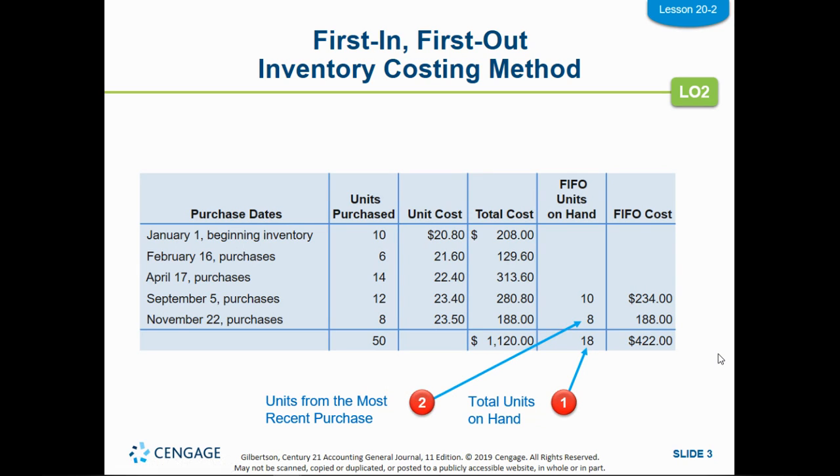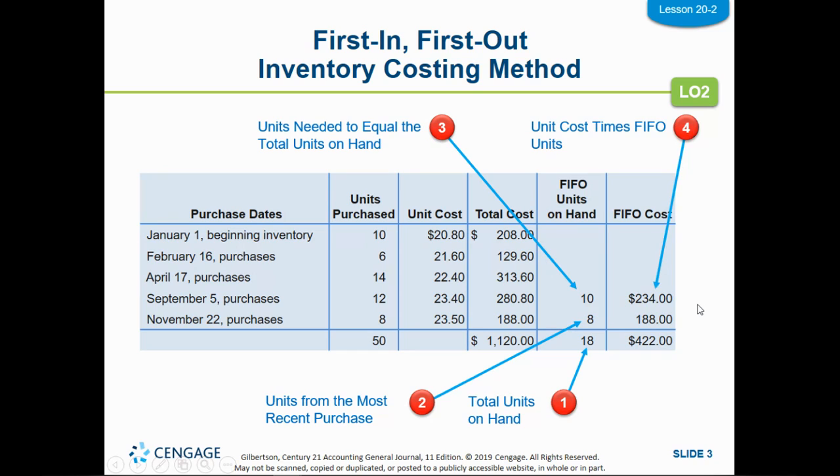8 of them were purchased November 22nd. 10 of those 18 were purchased on September 5th. And we take the unit costs of them times how many are left on hand, and that gives us our FIFO cost of $422. So basically, of the 50, we have 18 left. The ones that were sold were the ones that were purchased first.